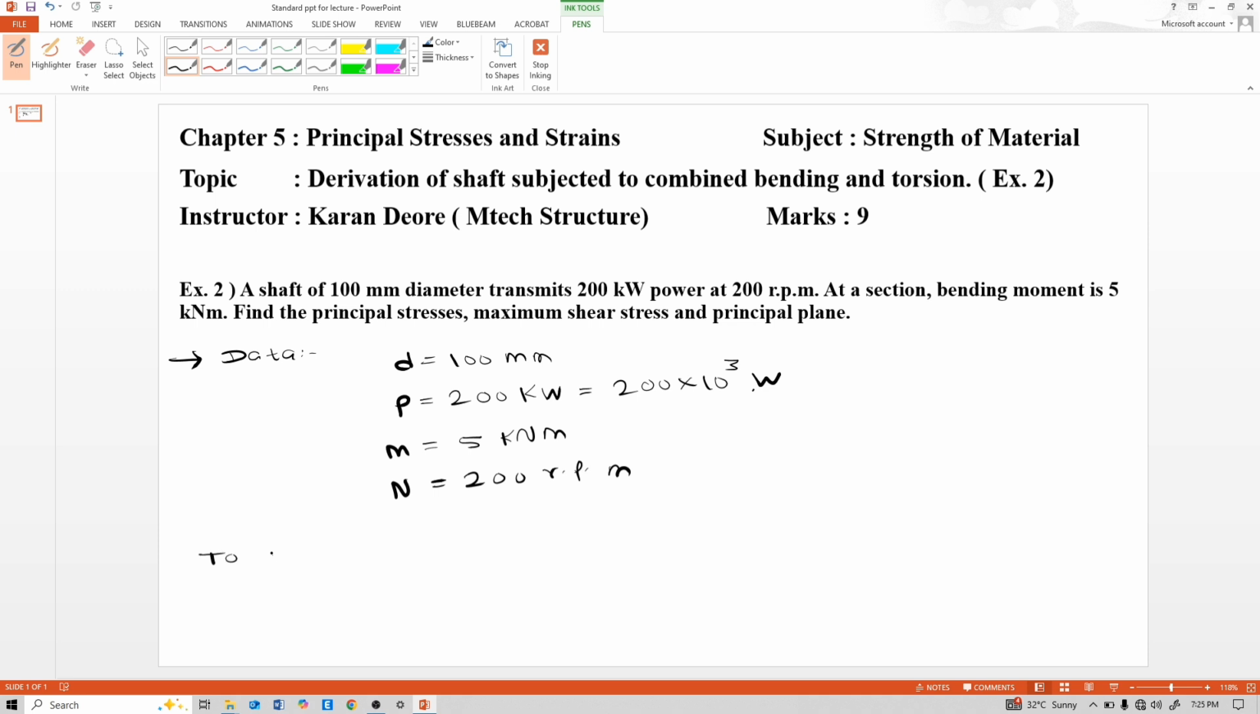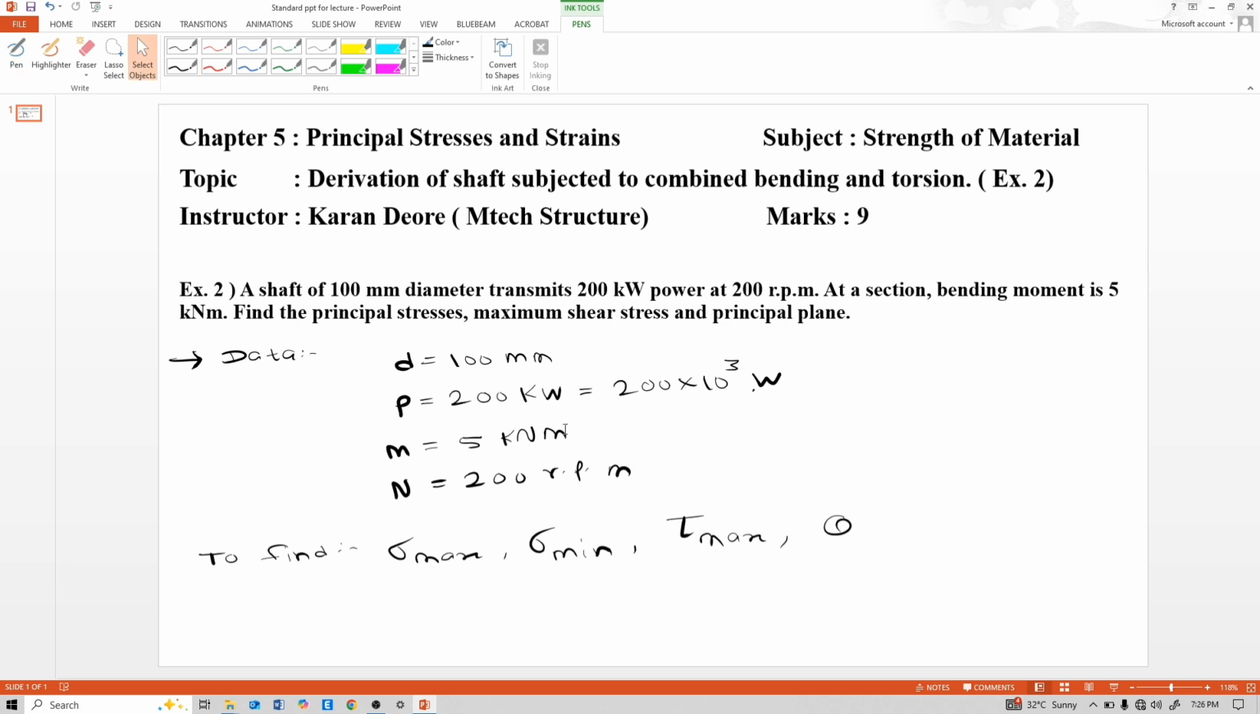And to find principal stresses, that means maximum principal stress, minimum principal stress, and the maximum shear stress, that means tau max, and principal plane, that means angle theta.